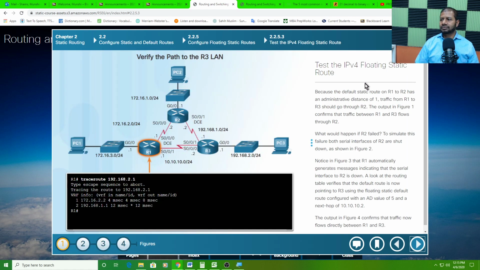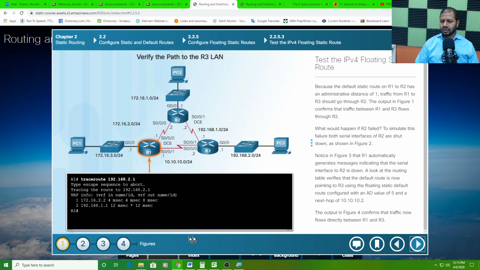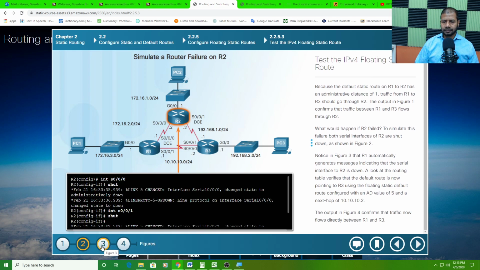Okay, test the IPv4 static floating route. It is showing what they did. They wrote down two separate routes. This one is a path via R2, another path is via R3. So they shut down R2's interface. Once they did that, this route will not be valid anymore, and the packet is still going to go through. That's how you test. I'm not going to do the test, but I'm telling you how to test.